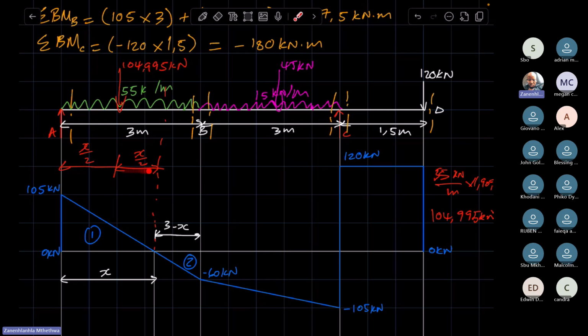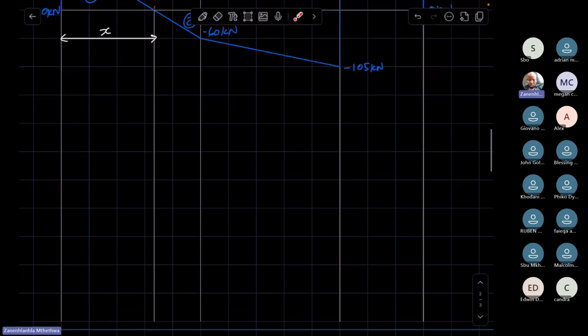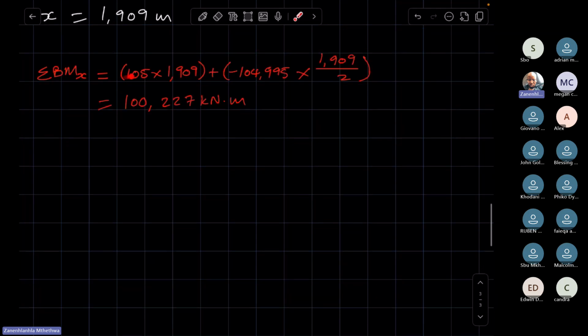Right, that is important, because in having to calculate the bending moment considering this force, we are going to need the distance between where this force is acting and where the critical point is. Hence, we need this distance, which is x over 2, x being the 1,909. Once that is established, you consider forces on the left of our critical point, which is the positive 105 times this distance, which is 1,909. That is where this comes from.